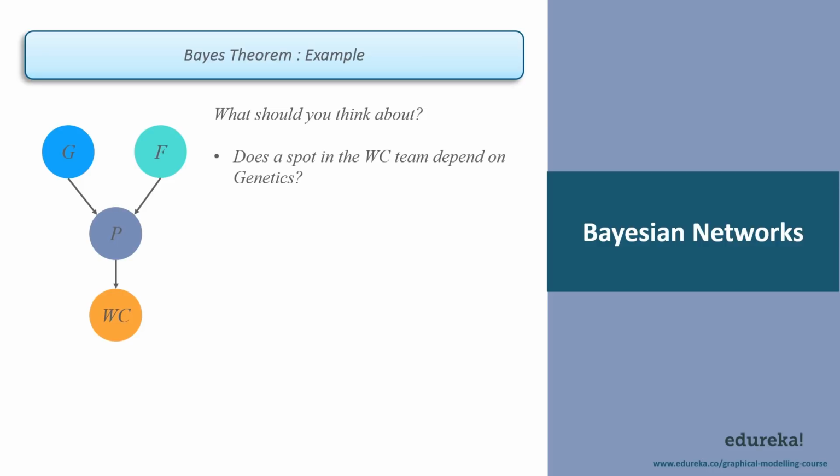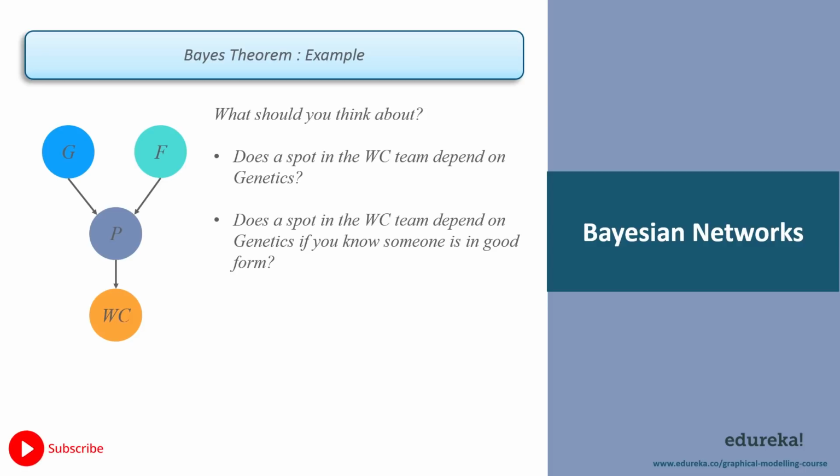Does having good genes predict to some extent getting an offer? Absolutely yes. Does a spot in the World Cup team depend on genetics if you know that somebody is in good form this year? So if I know that somebody has practiced a lot and they've played really well in a few little games, am I still interested in knowing their genetics? Is that fully explained? No, it's not fully explained. They are independent of each other. They are 2 different inputs.